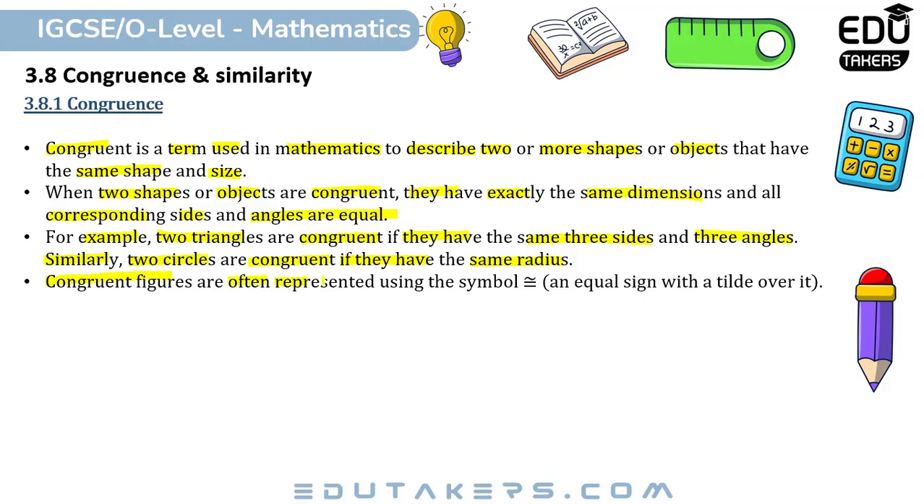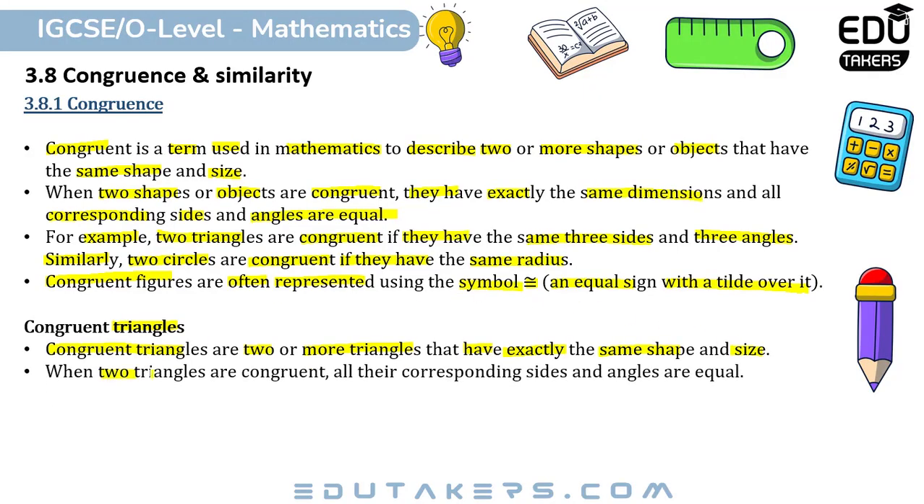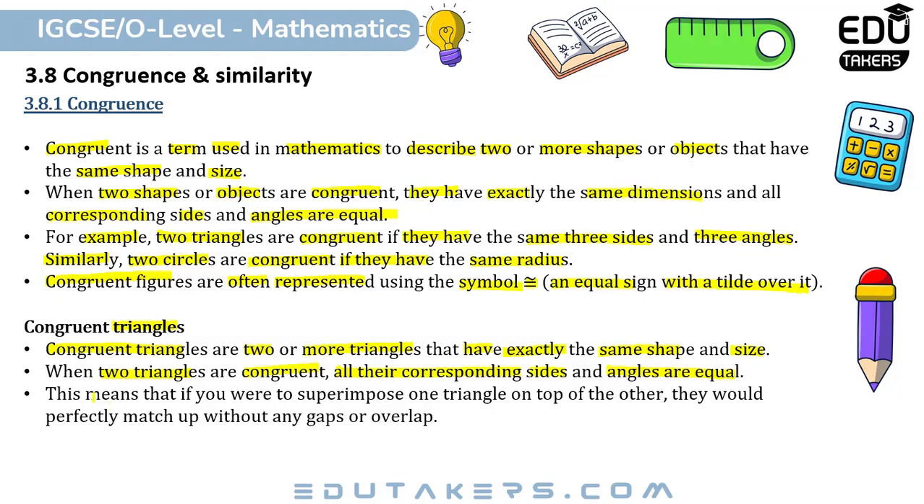Congruent figures are often represented using this symbol, an equal sign with a tilde over it. Congruent triangles. Congruent triangles are two or more triangles that have exactly the same shape and size. When two triangles are congruent, all their corresponding sides and angles are equal. This means that if you were to superimpose one triangle on top of the other, they would perfectly match up without any gaps or overlap.